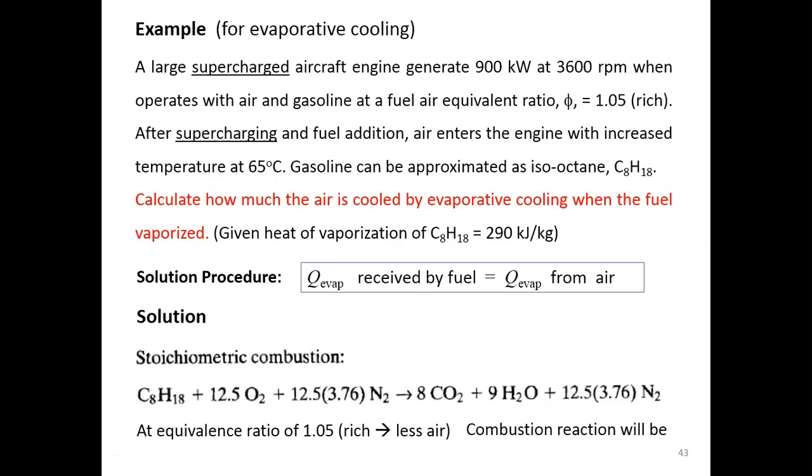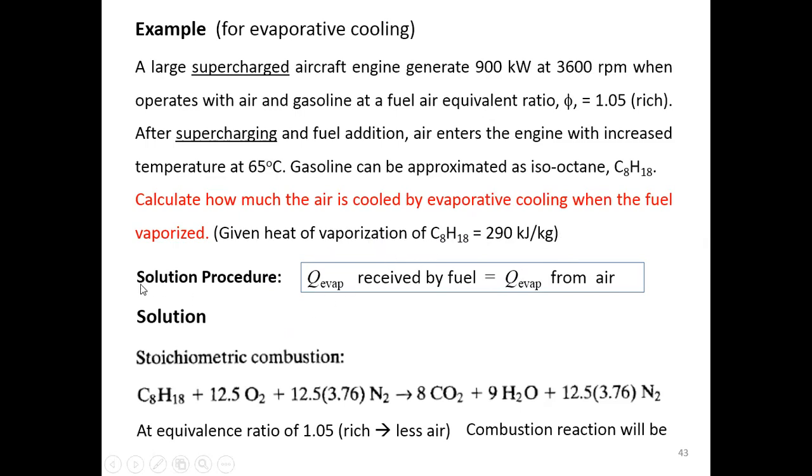They want to calculate how much the air is cooled. It means what the temperature of the air is after evaporative cooling happens. Okay, given the heat of vaporization of our fuel equal to 290 kilojoules per kilogram. This is the heat of vaporization of our fuel.